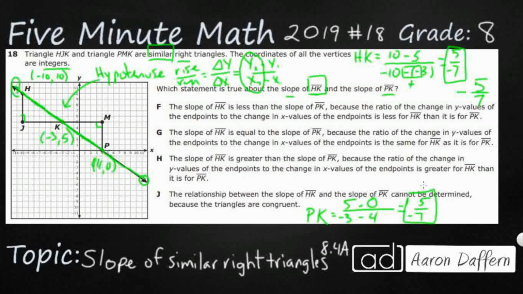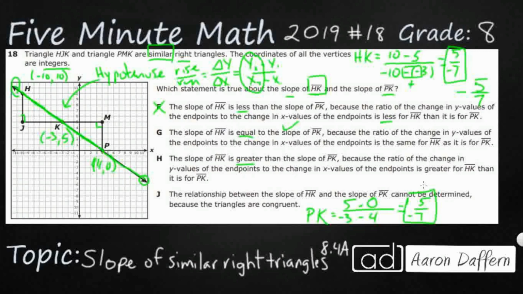So let's look. The slope of HK is less than the slope of PK. No, they're both -5/7. It really just asks in a long way for you to evaluate whether the slope is the same. Look at less, equal, or greater. The rest of the verbiage looks the same. The slope of HK is equal to the slope of PK, yes.